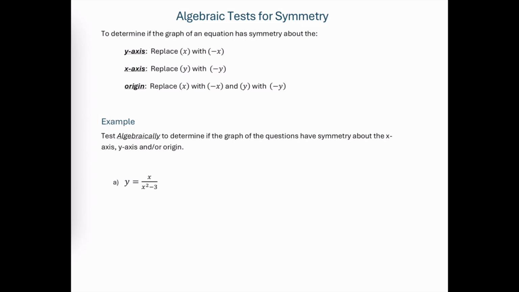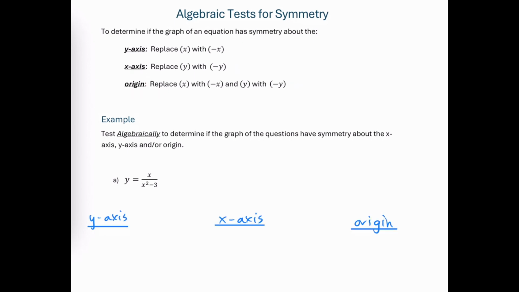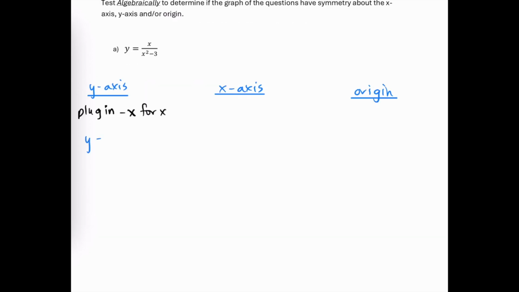To algebraically test for symmetry about the y-axis, the x-axis, or the origin, we need to conduct 3 individual tests. In this example, we have the equation y is equal to x over x squared minus 3, and we'll start by testing it for symmetry over the y-axis, which is done by plugging in negative x for every x value in the equation. When we do this, we don't make any changes to the y, but we'll open up variable holes for the x's, so that negative x can then go into those spots.